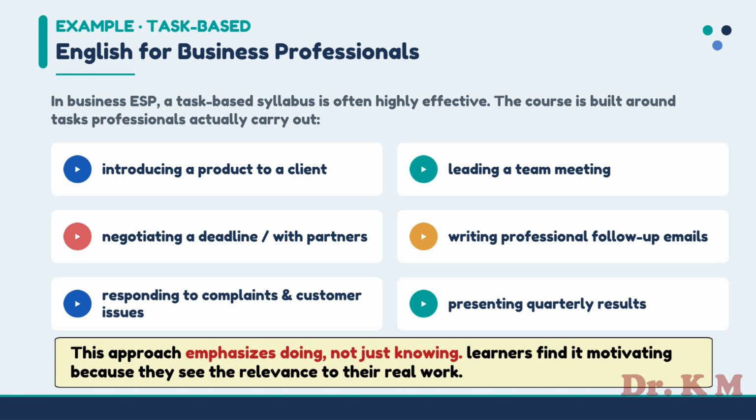Example of task-based ESP. In business ESP, a task-based syllabus is often highly effective. Possible tasks include introducing a product to a client, leading a team meeting, negotiating a deadline, writing a follow-up email, responding to complaints, presenting quarterly results. Learners usually find this approach motivating because they can clearly see the relevance to their real work.